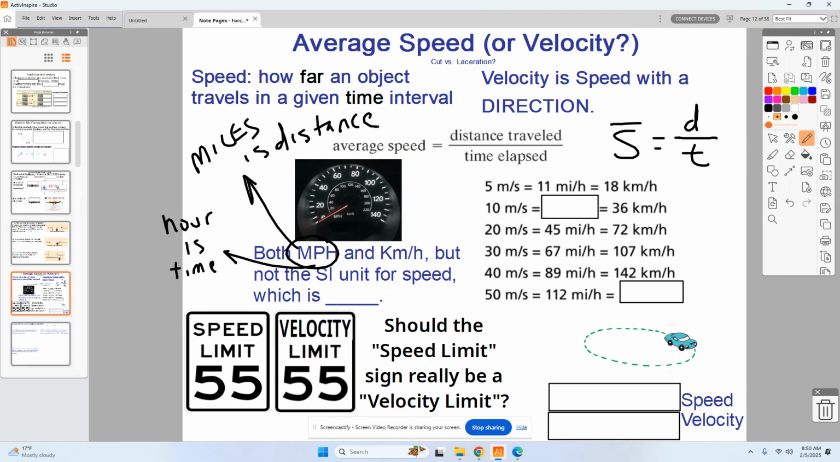We don't use miles per hour in our class because it's not one of those metric units. Over in Canada, over in England and stuff like that, they use kilometers per hour. That's more of a metric. We use the meter per second. So the unit that we use in our class is the meter per second for speed.